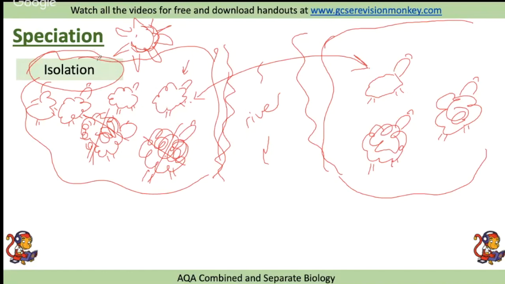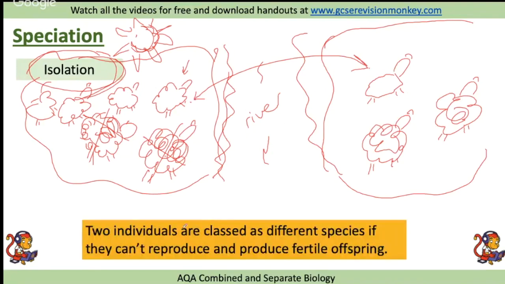So if they're talking about making a new species, talk about natural selection that we talked about previously, but add in the word isolation. And if you end up making a new species, by definition, two individuals are classed as different species if they can't reproduce and produce fertile offspring. That's a key definition for what makes a different species. So if these came back together a few thousand years later and they were very, very different looking, but they could reproduce and make fertile offspring, then they would still be the same species.